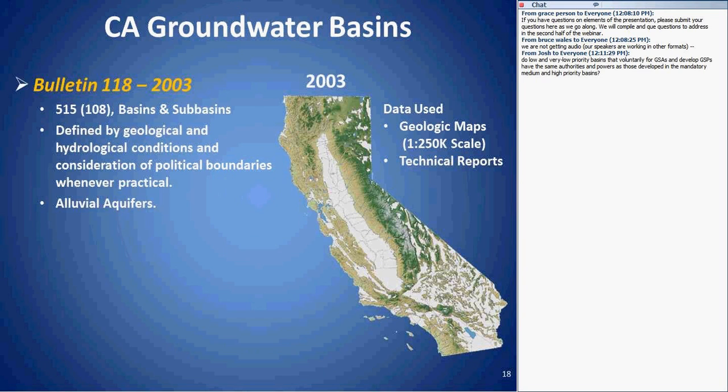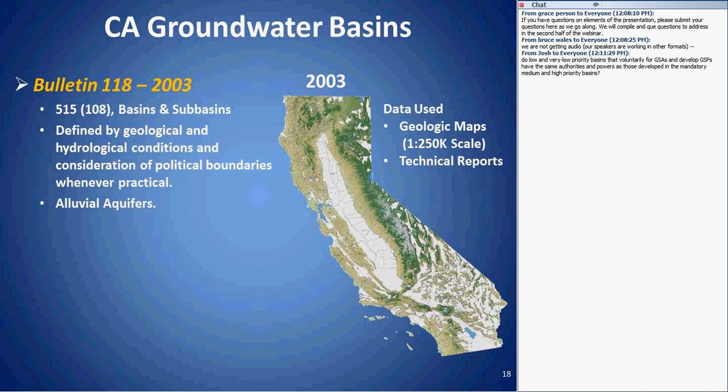The current version of Bulletin 118 is the 2003 version. And there are 515 basins, and within those basins, there are 108 sub-basins. Those basins and sub-basins are defined by geologic and hydrologic conditions and consideration of political boundaries whenever practical. The definition of a basin and sub-basin gets back to the alluvial aquifers, as I described previously.